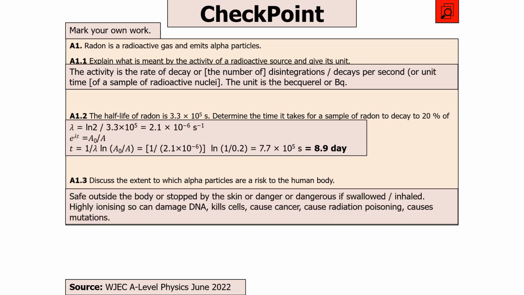Now, alpha particles are safe outside the body because they're stopped by skin. They're only dangerous if inhaled or swallowed, but they are highly ionizing, so if they are swallowed, they can damage DNA, kill cells, cause cancer, and cause radiation poisoning.